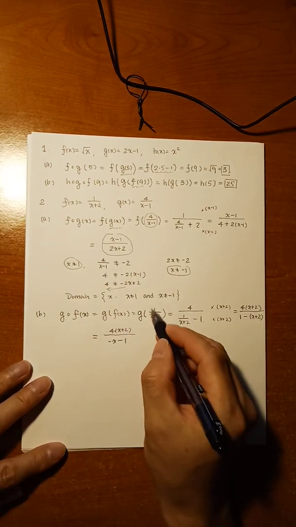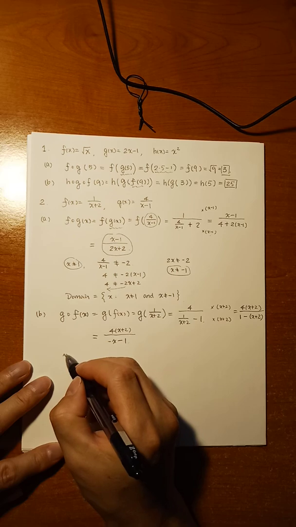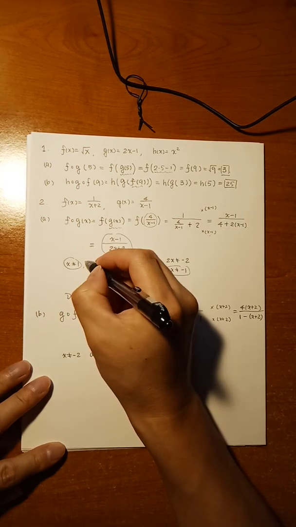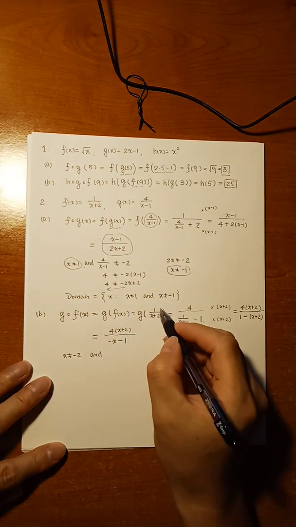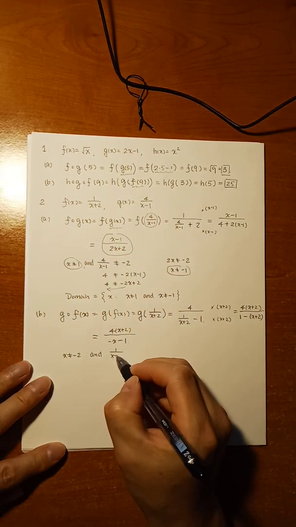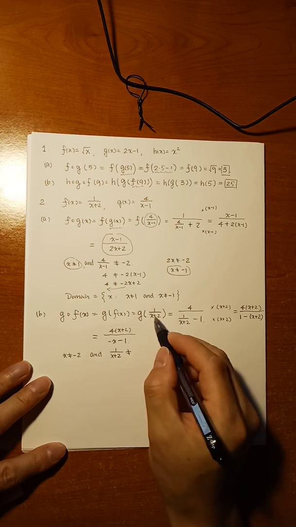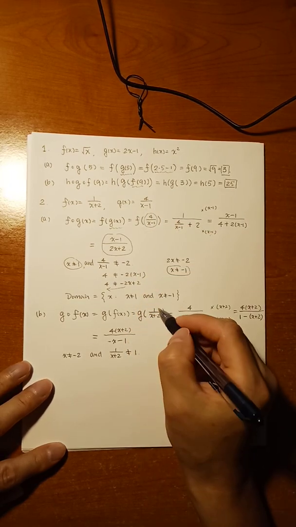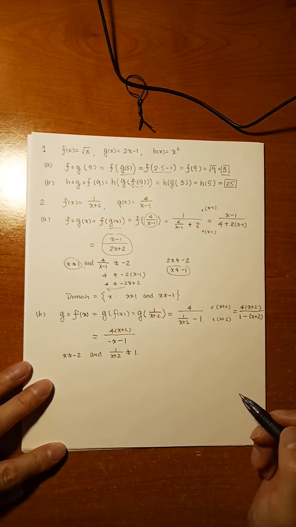Domain, you see here, the function f makes sense. So x is not equal to negative 2, and this is always "and". And this whole thing is not equal to what? g of x. Where's g of x? g of x here. It cannot be 1, because when the input is 1, the denominator is 0.